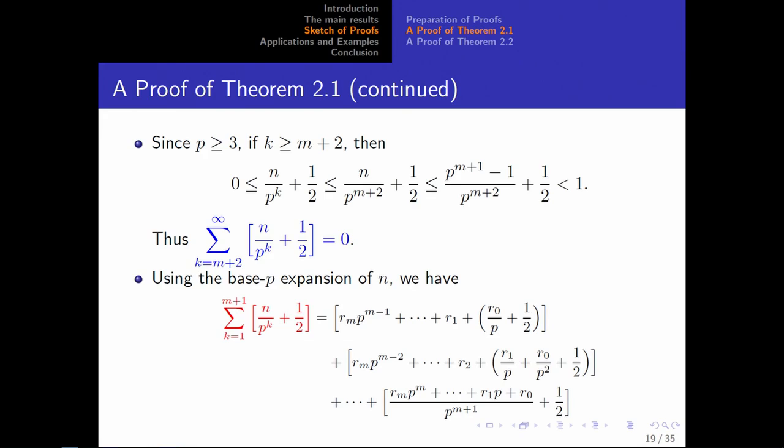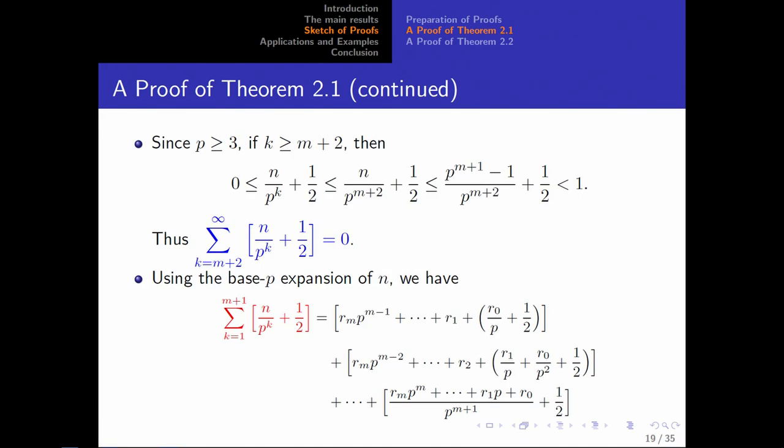Since p is greater than or equal to 3, if k is also greater than or equal to n plus 2, we can show that n over p to the power of k plus 1 over 2 is smaller than 1. So the second sum in blue color is equal to 0. Here's how we solve the first sum.